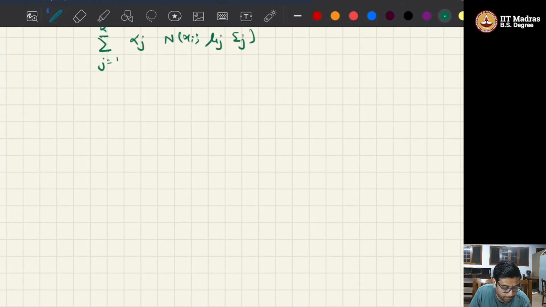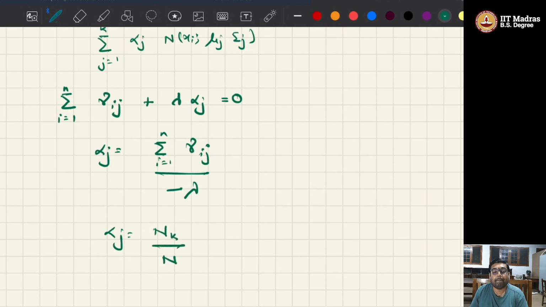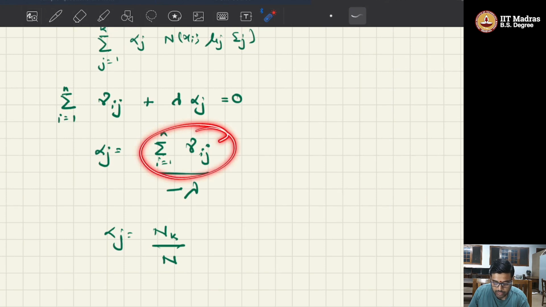Now this will be the summation i equals 1 to n of gamma ij plus alpha j lambda equals 0. So then alpha j, if you rearrange the terms, is equal to the summation i equals 1 to n of gamma ij divided by minus lambda. Now this is rewritten as nk divided by n. Now this is substituted by nk.